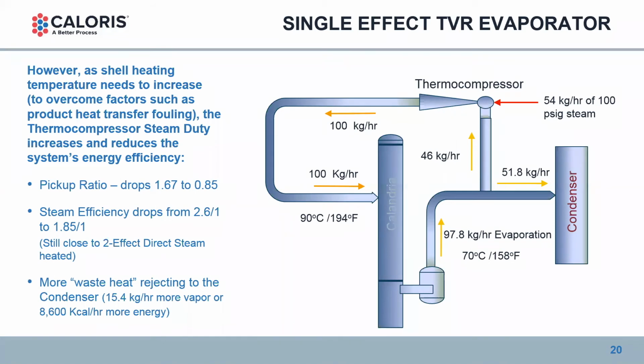That thermocompressor now is less efficient, still reasonably efficient as a 2-effect direct steam heated evaporator. But you know, that pickup ratio drops from the really nice 1.67 I had before to 0.85. So I'm actually now using more steam than I'm using suction vapor going into that TVR. And the steam efficiency dropped from 2.6 to 1.85. It's still pretty good. And of course, there's more waste heat rejecting to the condenser. And the key point for us designing evaporators is we have to design for fouled conditions, which means our surface condenser's got to be big enough to handle the fouled case of waste heat rejection, not the ideal case of starting from a clean evaporator.